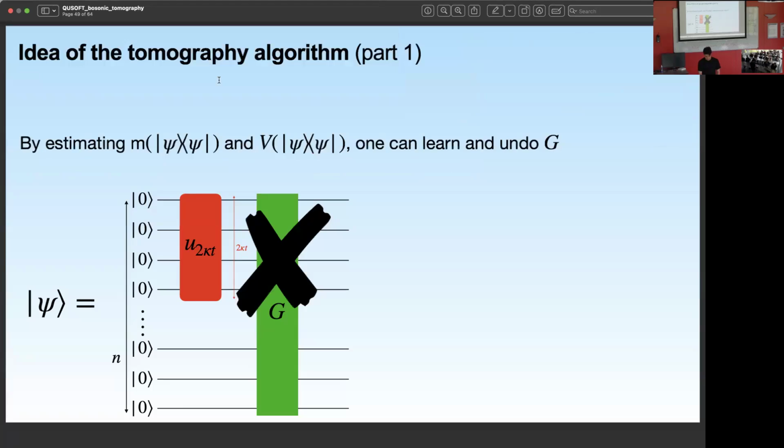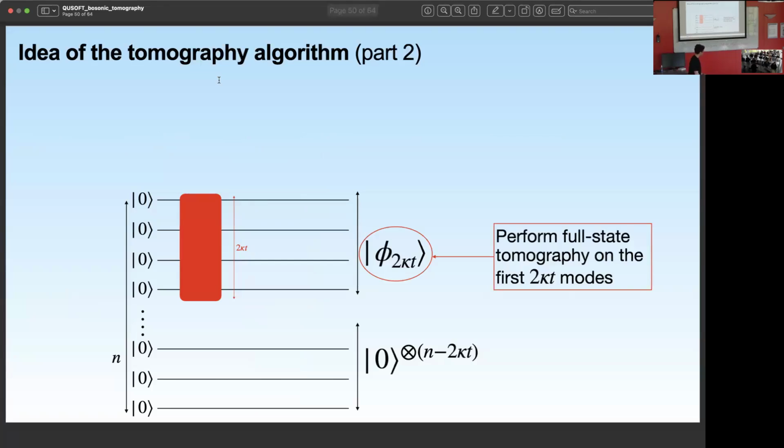So you can basically learn G. After you learn G, when you run the experiment on the copies that you produce, you apply G dagger to the copies, and so you undo G. On the remaining copies you have just a state on KT modes, and then you have approximately the vacuum on the rest. So now one can just do full state tomography on the first KT modes to have a classical description of this state. You know these states on KT modes, and you also know the unitary. Putting these together, you have an approximation of your T-dot state.